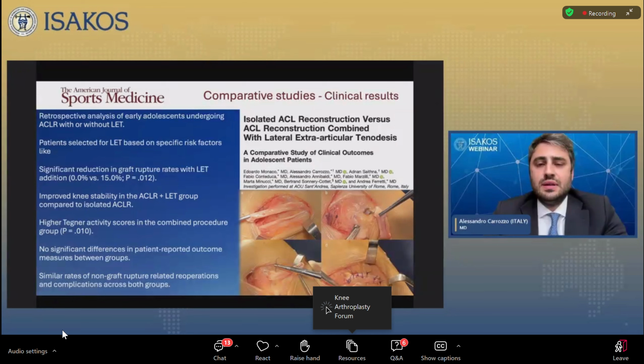We found that the addition of a lateral extraarticular tenodesis to an intra-articular ACL reconstruction with hamstring tendon significantly reduced graft rupture rates and improved knee stability when compared to isolated ACL reconstruction. And while graft rupture rate and knee stability showed significant improvements, PROMs did not differ significantly between groups, but we found that there were no differences in the rate of non-graft rupture related reoperation or complication between the patients receiving isolated ACL reconstruction or combined procedures.